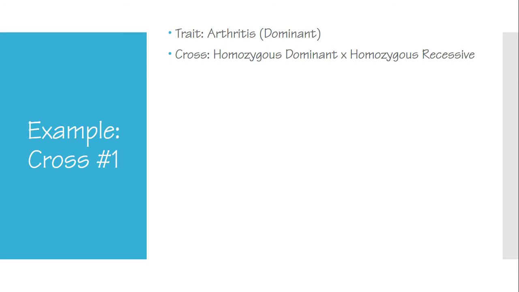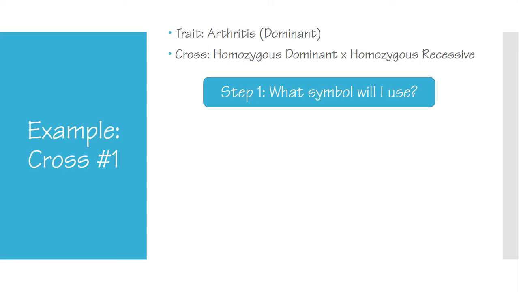So here let's do an example. If we look at arthritis and we'll assume dominant, I honestly do not know if it is dominant or recessive. I was just using different diseases as my example. So here we're going to cross a homozygous dominant with a homozygous recessive. So the first step is, what symbol am I going to use? Since I'm talking about arthritis, I'm going to either use a capital A or a lowercase a.